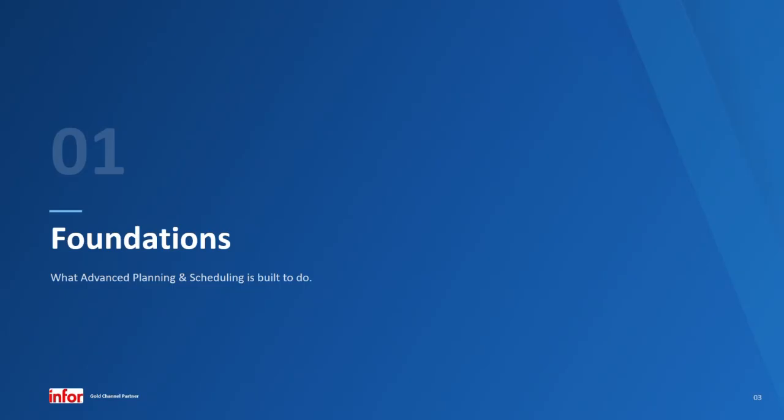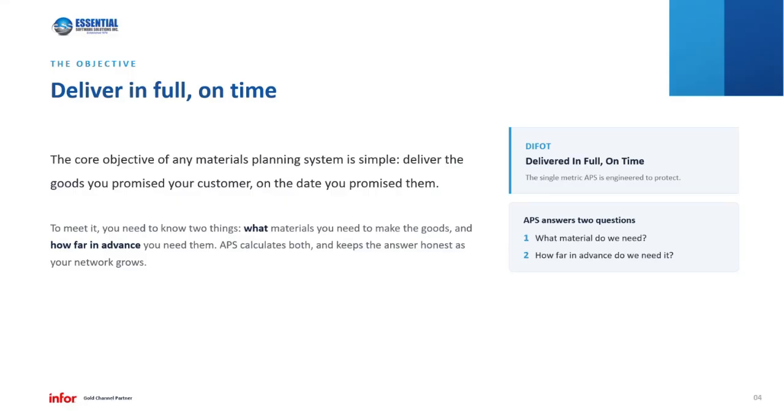So starting off in foundations. Before we get into multi-plant or multi-site complexity, it's worth being precise about what a planning system is actually for, what APS is actually for. So the core objective of any material planning system at the end of the day is to deliver what you promised on the date that you promised. This goes for APS, it goes for MRP, it goes for MPS, master production schedules, manual planning, reorder points. At the end of the day, we all want to be able to ship what the customer wants when they need it in the quantity that they require.